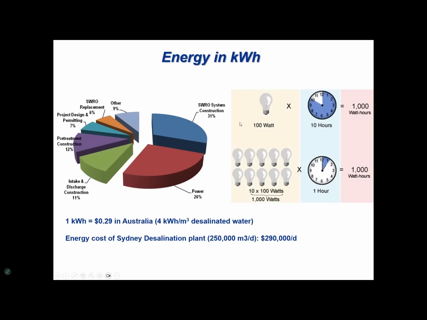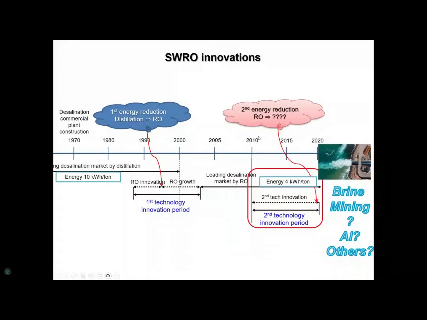So this is an example: a 100 watt light bulb for 10 hours is 1 kilowatt hour. So think about how many light bulbs can be operated when you produce 1 cubic meter of desalinated water, which means desalinated water is still very expensive because it requires a huge amount of electricity.